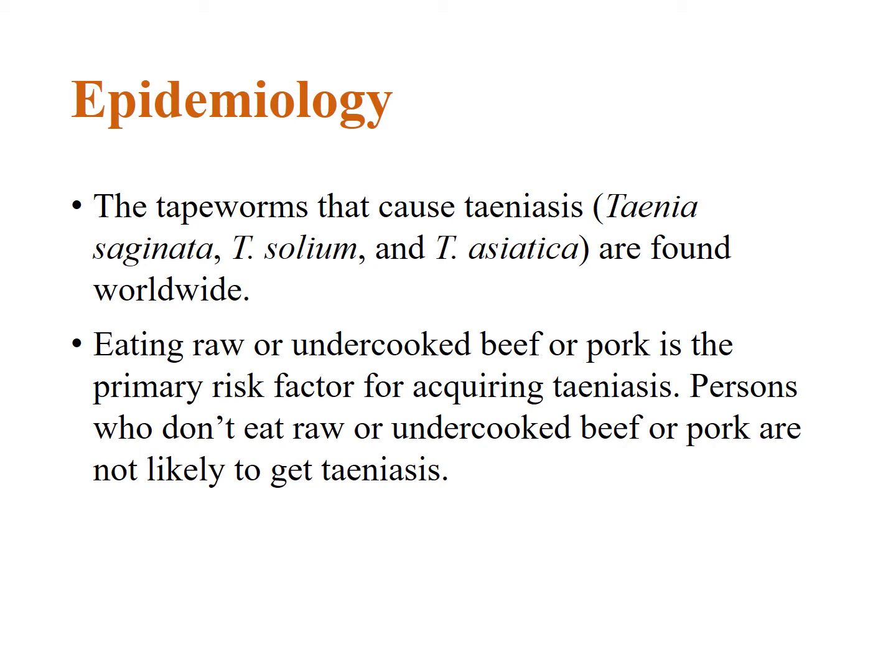Epidemiology of this tapeworm. These tapeworms that can cause taeniasis are found worldwide, for example Taenia saginata, Taenia solium, and Taenia asiatica. Eating raw or undercooked beef or pork is the primary risk factor for acquiring taeniasis.